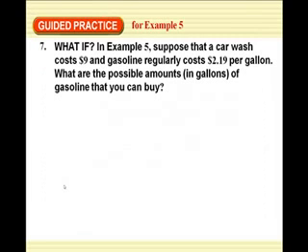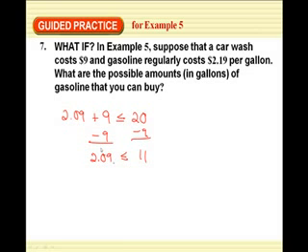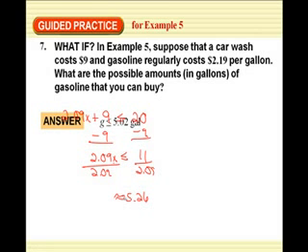All right, so example number 7, or guided practice. Suppose a car wash costs $9 and gas is regularly $2.19 per gallon. What are the possible amounts? Okay, I'm going to remember this time, you save 10 cents, so you can have $2.09x plus your $9 to be less than or equal to 20. Minus 9 is 11. 2.09x, that's supposed to have an x there. Divide by 2.09. Let me see, I have a calculator right here. So 11 divided by 2.09. It comes out about 5.26 gallons of gas. A little over 5.